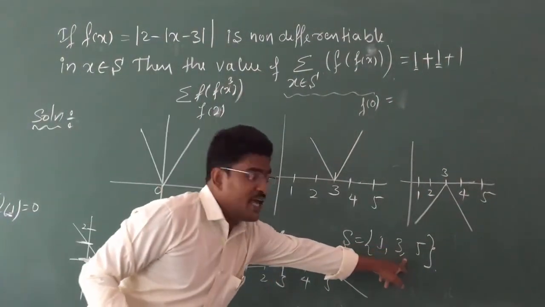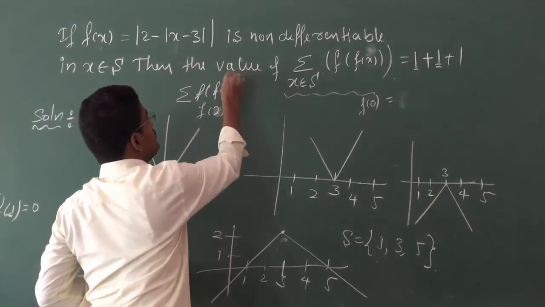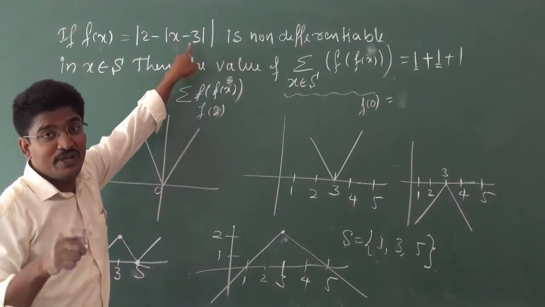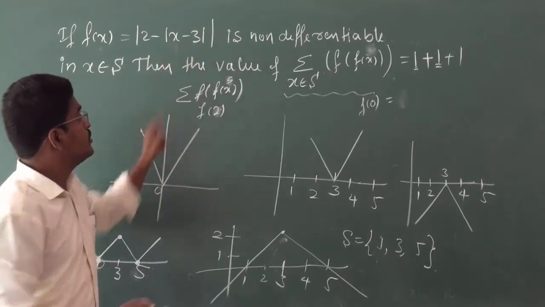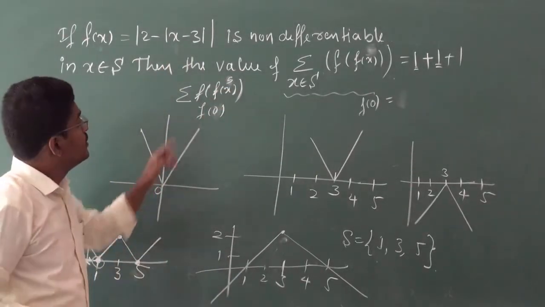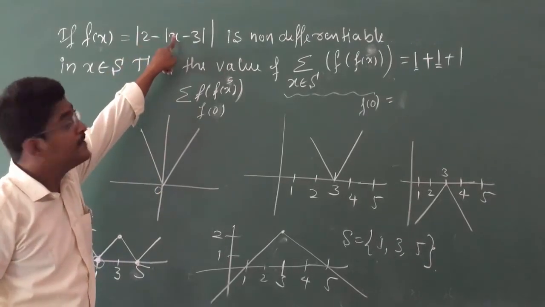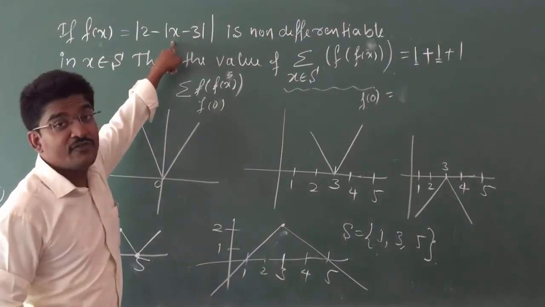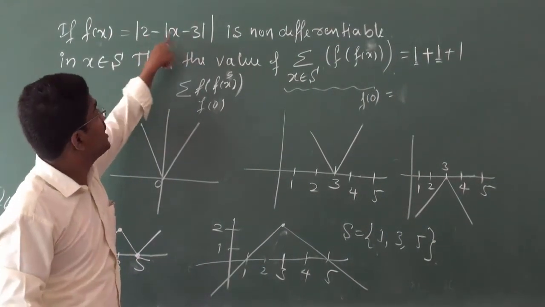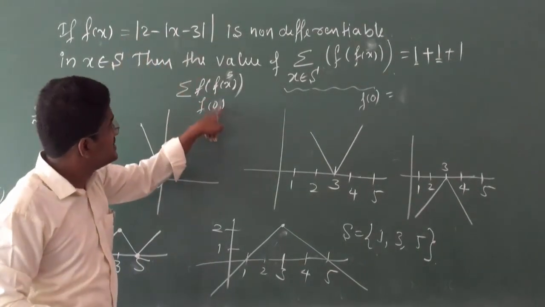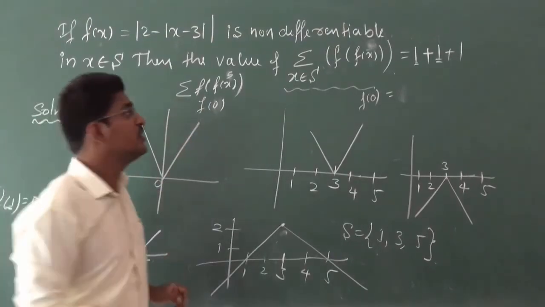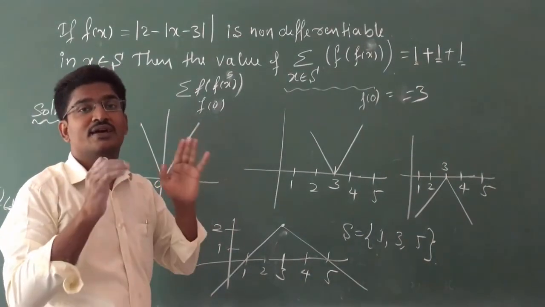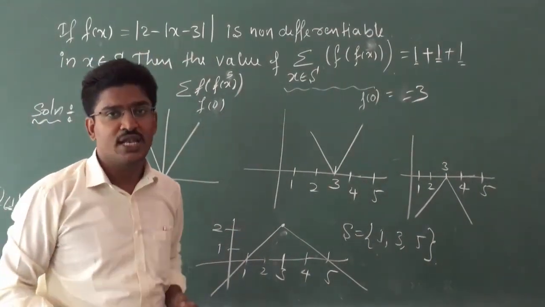Clear? 5. You put 5 here. f of 5. 5 minus 3 is 2. Mod of 2 will be 2. 2 minus 2 will be 0. So this will be f of 0. If you want to calculate f of 0, put 0 here, 0 minus 3 is minus 3, mod of minus 3 is plus 3, 2 minus 3 is minus 1, mod is 1, so f of 0 will be 1. Clear? So this term will be 1 and the sum is going to be 3, therefore the answer will be 3 for this particular question. Clear? Okay.